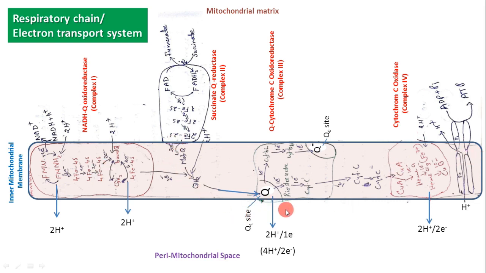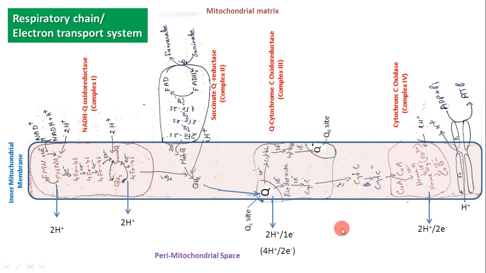In both these cases, H plus ions are pumped into the perimitochondrial space, so the concentration of H plus ions increases in the perimitochondrial space and is reduced in the mitochondrial matrix. Thereby, on the side of the perimitochondrial space the H plus ion concentration will be high, and in the mitochondrial matrix its concentration will be low. As the electron transport continues, the concentration difference increases between these two sides of the inner mitochondrial membrane.